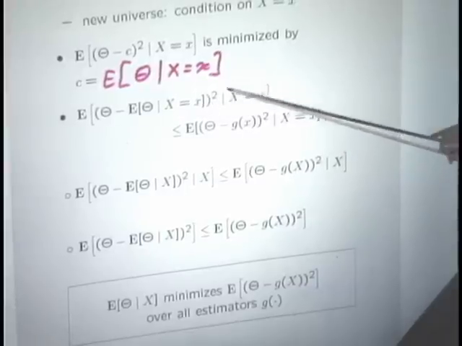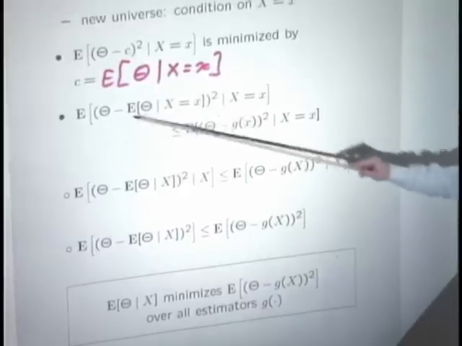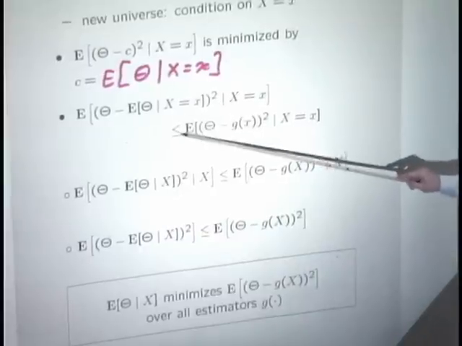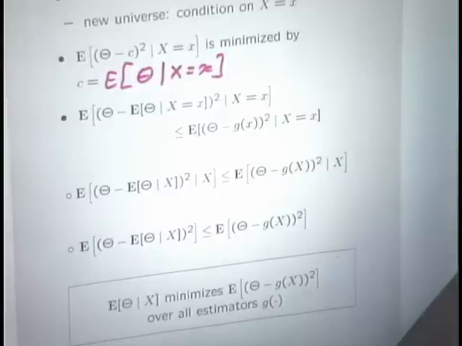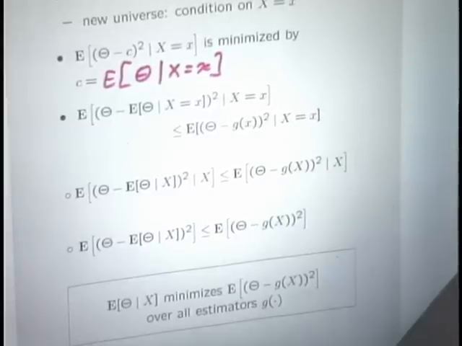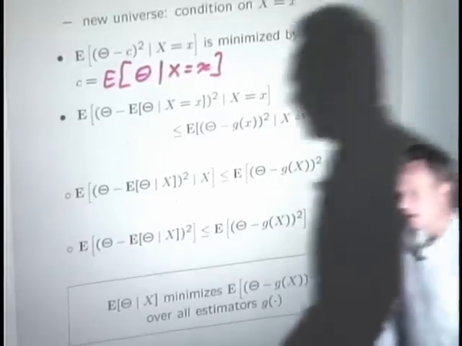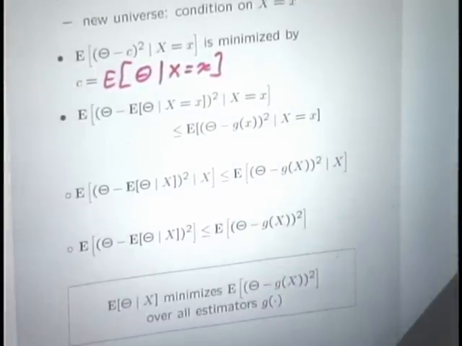In this conditional universe, the mean squared error that I get, I'm the one who's using this estimator, is less than or equal to the mean squared error that this person will get, the person who uses that estimator. For any particular value of the data, I'm going to do better than the other person. Now, the data themselves are random. If I average over all possible values of the data, I should still be better off.